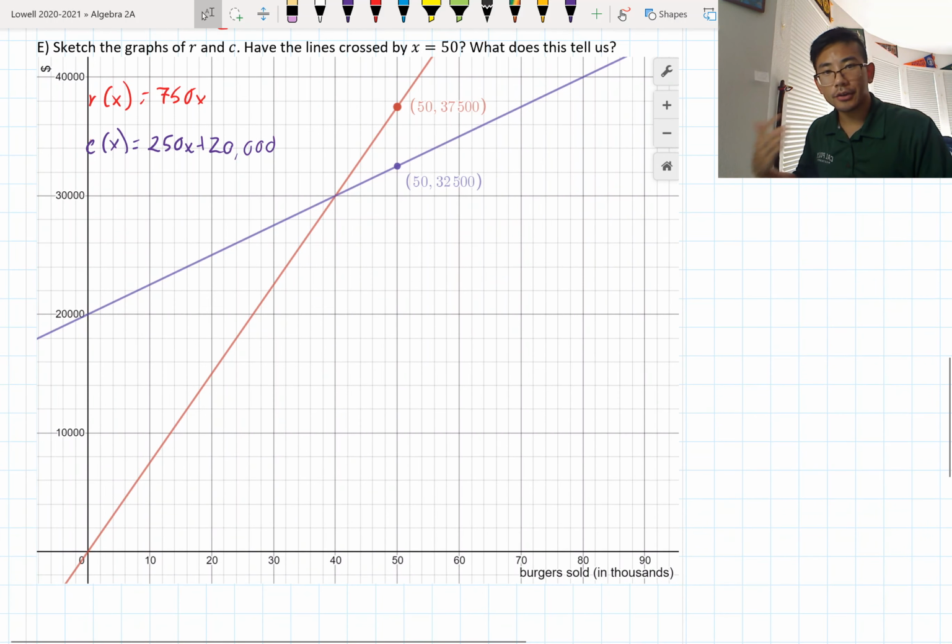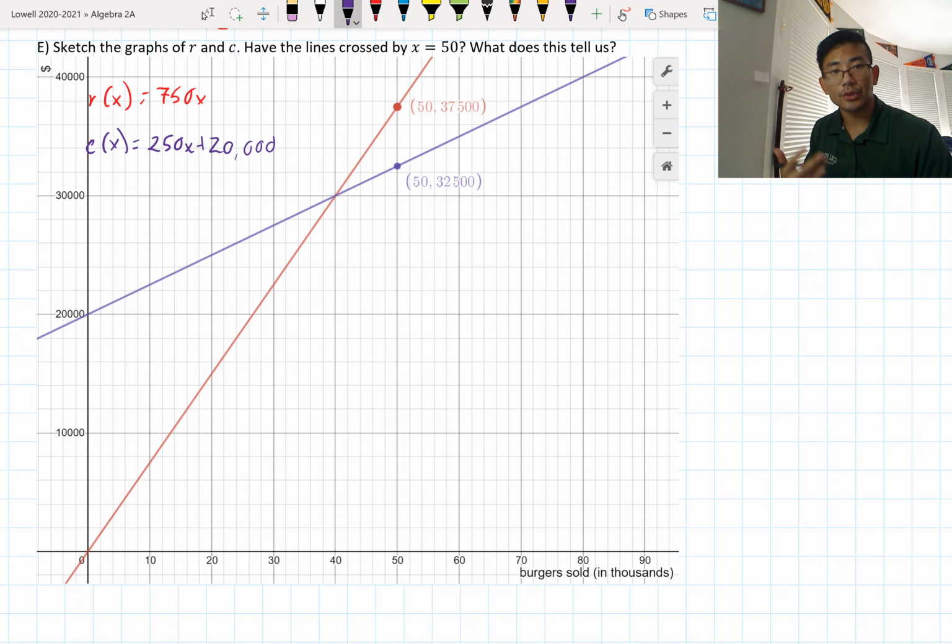Okay, so I've plotted our lines in Desmos here. The red line is r of x, which is 750x, and the purple line is c of x, our cost, which is 250x plus 20,000. We know the lines are going to cross at some point because their slopes are different. The red line has a lower y-intercept, it's 0, but it's growing 3 times as fast, 750 versus 250. So, of course, at some point they're going to end up making money.